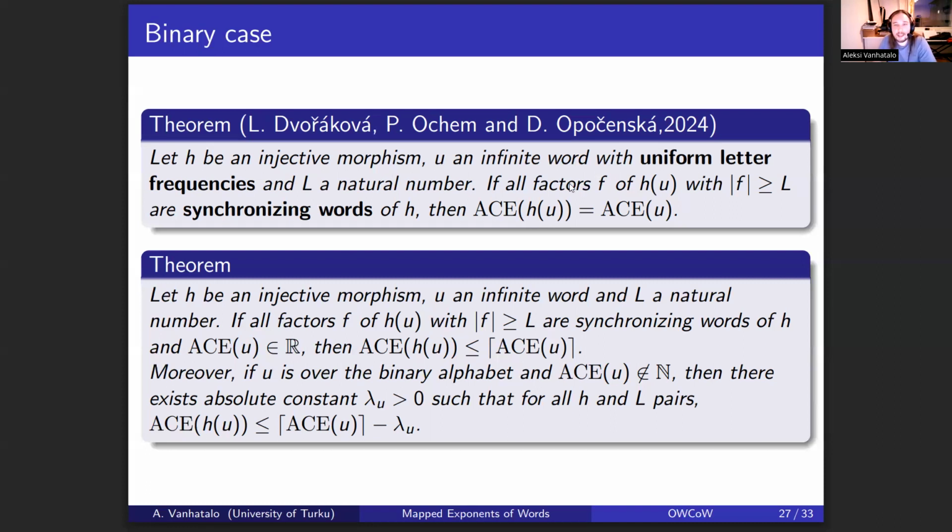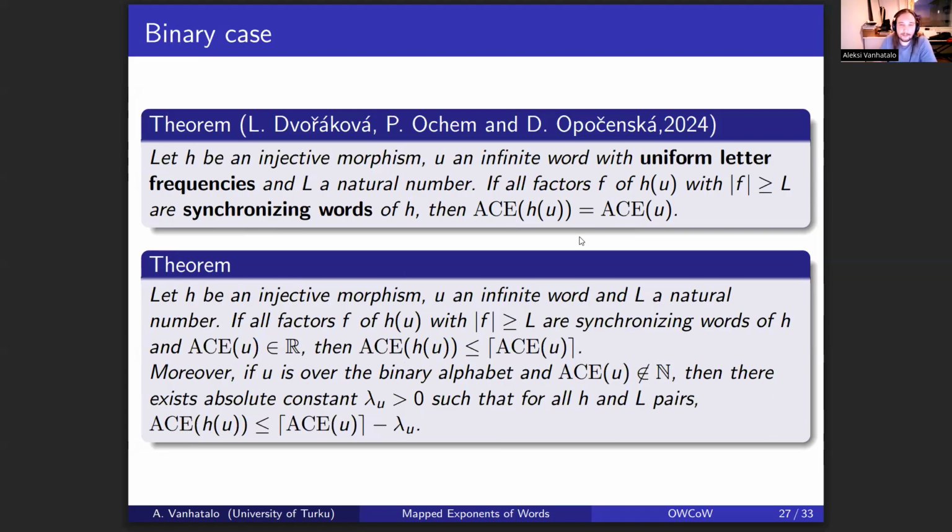So it is that if the word has uniform letter frequencies, and all large enough factors of the image words are so-called synchronizing words, I will explain in the next slide where this figure is, then the ace value does not change under this H.